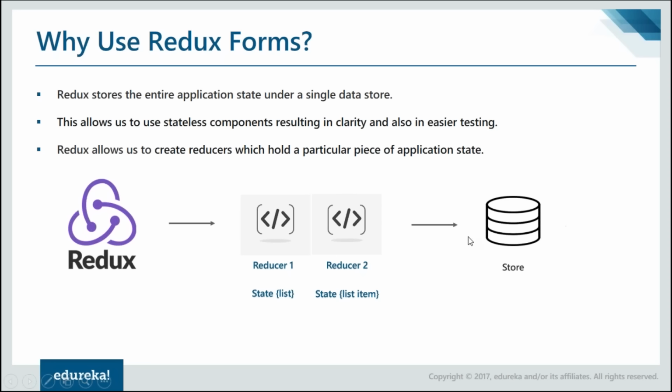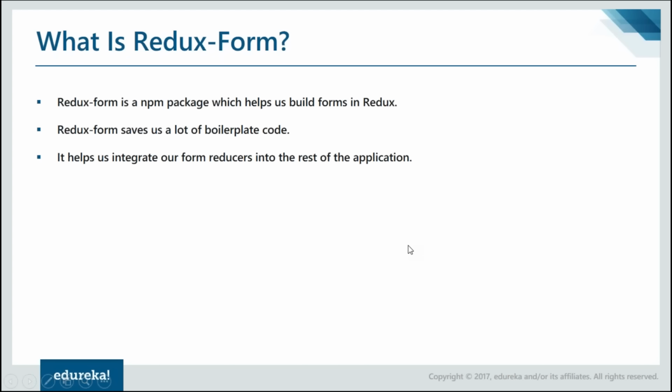As you can see in this diagram, there is only one store. You cannot have multiple stores. This is an immutable store, but you can have multiple reducers, which are nothing but pure JavaScript functions.